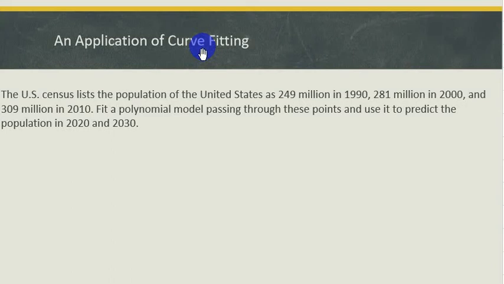Let us have another application of curve fitting. The U.S. Census lists the population of the United States as 249 million in 1990, 281 million in 2000, and 309 million in 2010. Fit a polynomial model passing through these points and use it to predict the population in 2020 and 2030. So, pause the video and try to find the model and use that model to predict the population in 2020 and 2030.